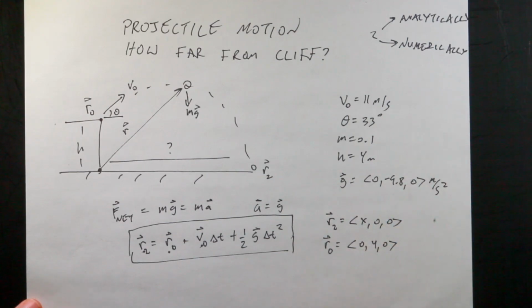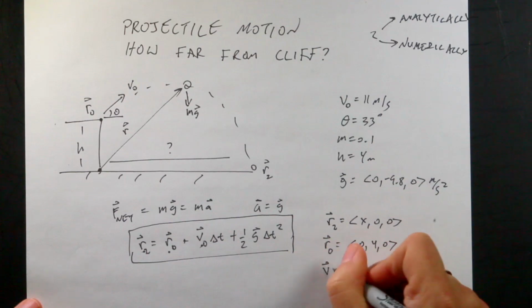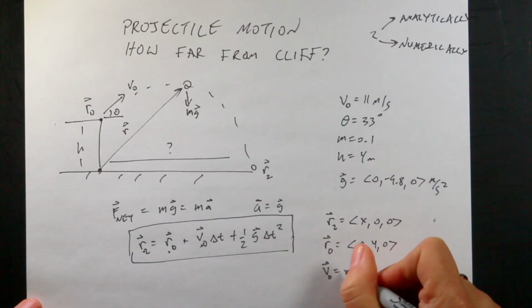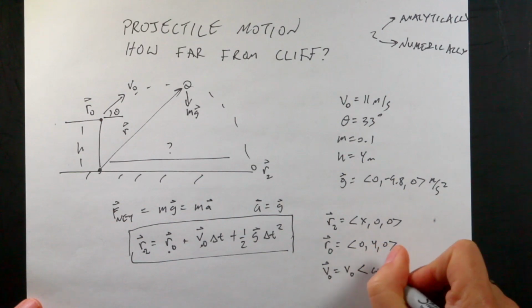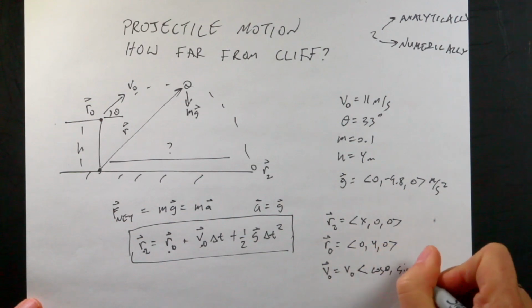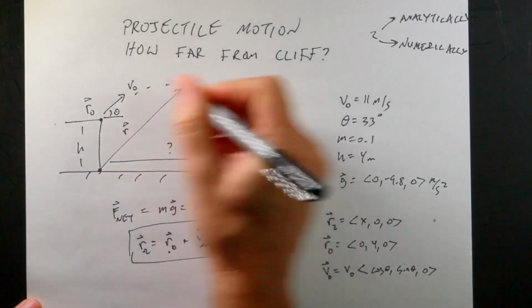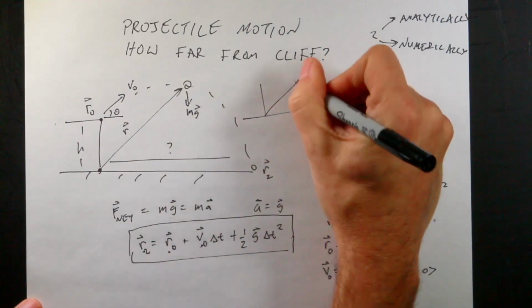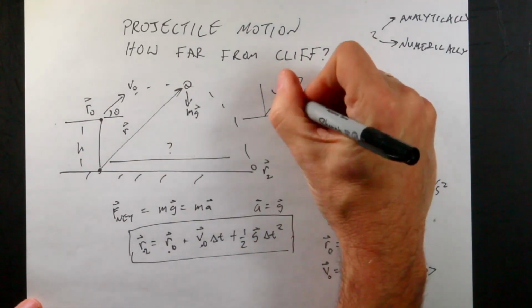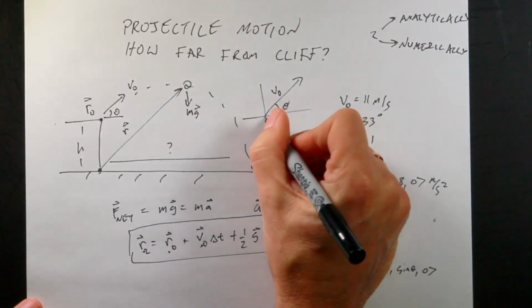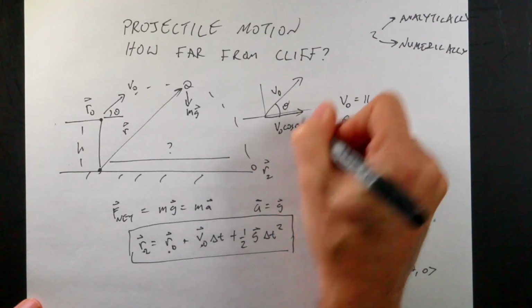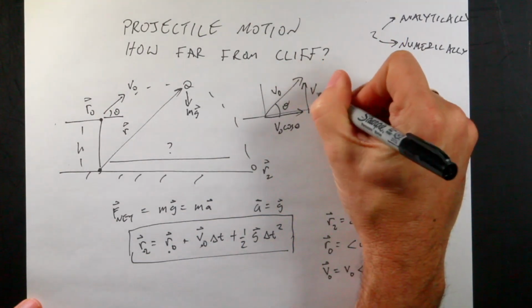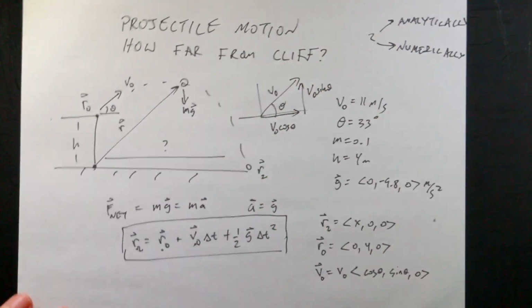What about the velocity? Do I know the velocity? Yes, I do. The initial velocity is going to be v0 times the vector cosine theta, sine theta, 0. So if I draw that velocity vector right here, there's my angle theta. This is a magnitude of v0. The horizontal component is down here. That's going to be v0 cosine theta. The vertical component is right there, v0 sine theta. So I can write that as a vector.